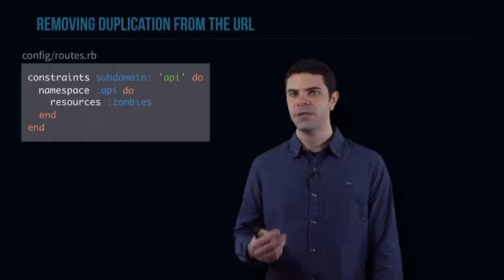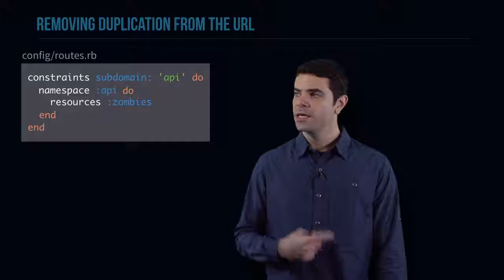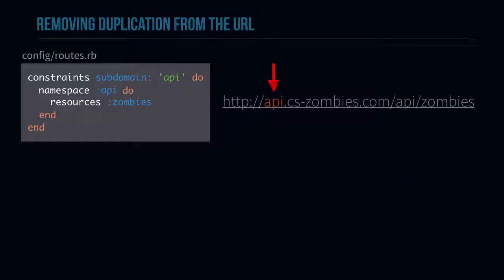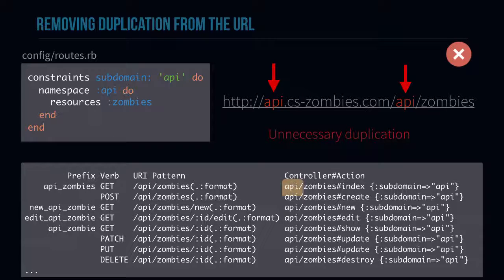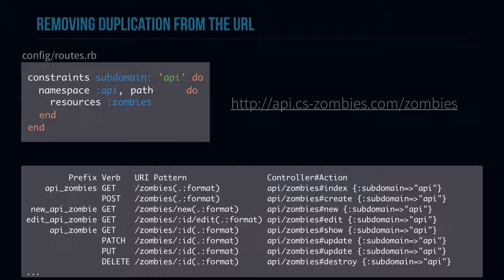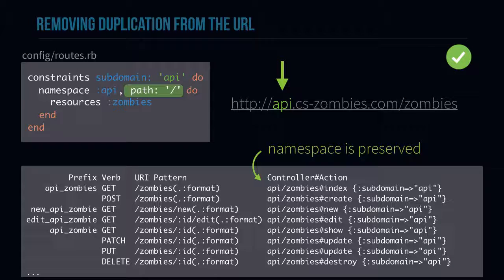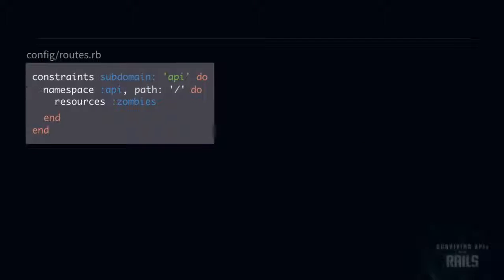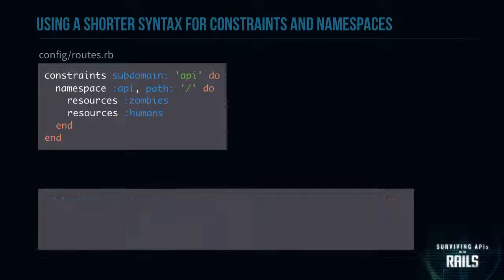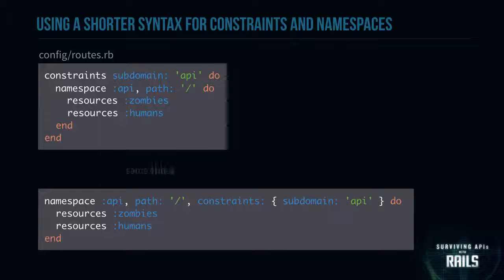Enforcing both a subdomain constraint and an API namespace gives us the following URI, which is kind of ugly. There's unnecessary duplication. We're repeating API both at the subdomain and as part of our path. We can fix that by passing a path option to our namespace, specifying root, just slash. This way, we strip out the API part of our URI, but still preserve the namespace, which looks much better. We can use a shorter syntax by passing both the constraints and path as options to the namespace method.